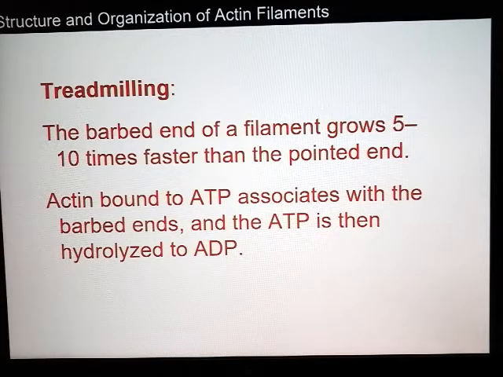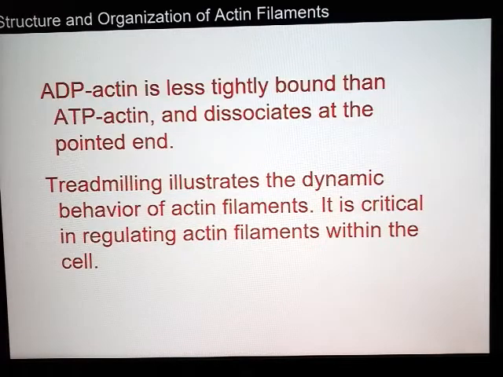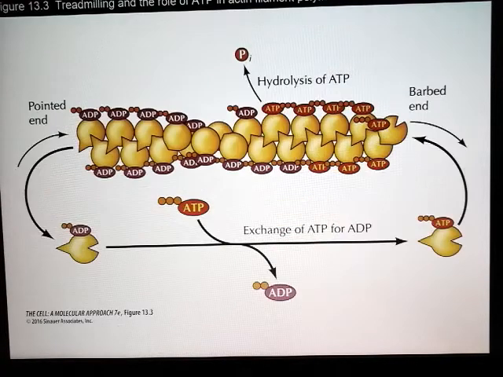Actin is bound to ATP, which associates with the barbed end, and ATP is then hydrolyzed to ADP. So the ADP actin is less tightly bound than ATP actin, and dissociation occurs at the pointed end. So treadmilling then illustrates the dynamic behavior of actin filaments, and it's critical in regulating actin filaments within the cell.